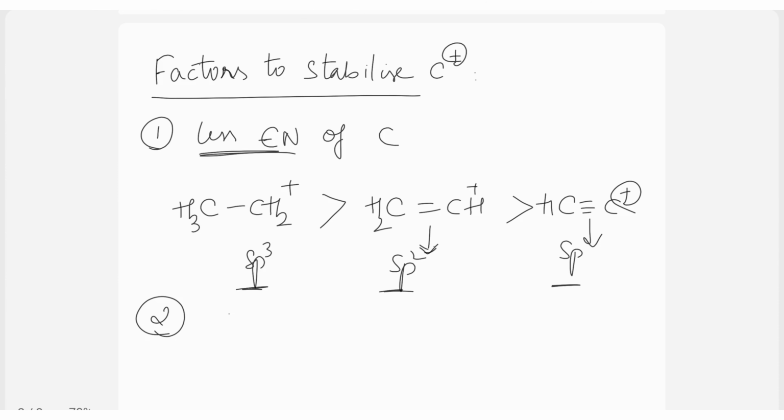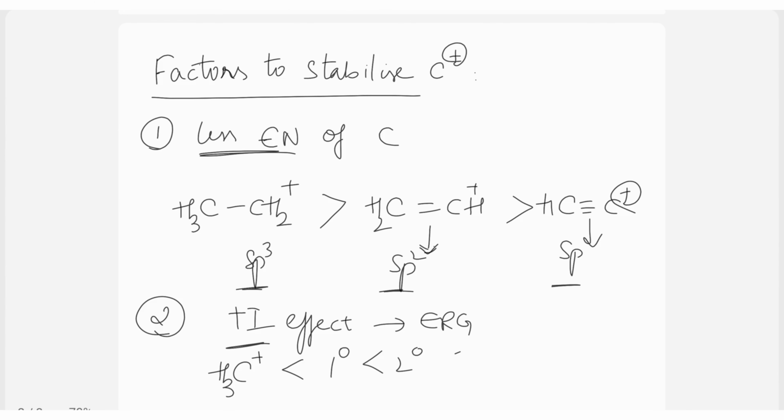And the second factor is the plus I effect. Plus I effect is nothing but an electron releasing group present on the carbon. Whenever there is an electron releasing group, it will stabilize the carbocation by donating electrons. So obviously the methyl carbocation is less stable compared to primary, secondary and tertiary carbocations, because of the more number of plus I groups on methyl, then secondary and tertiary carbocations.